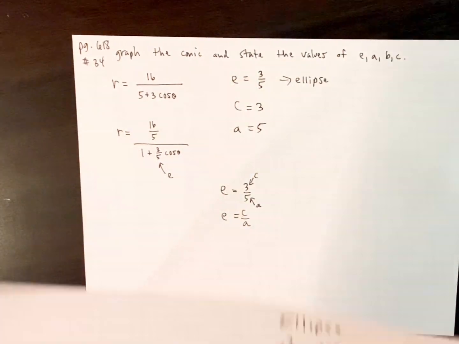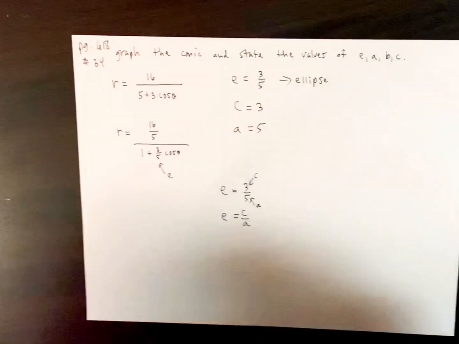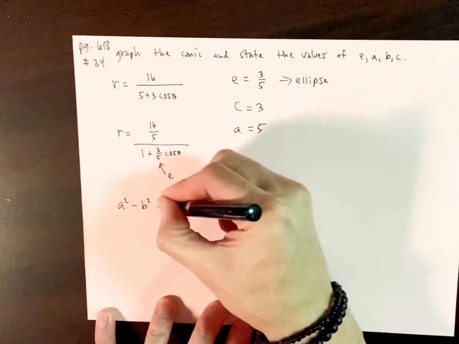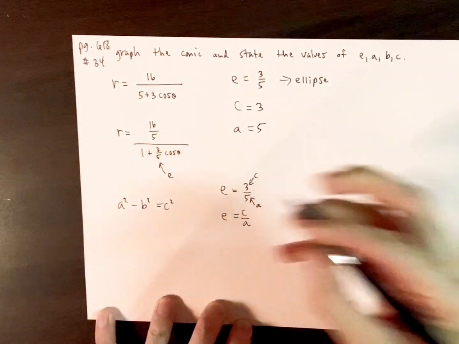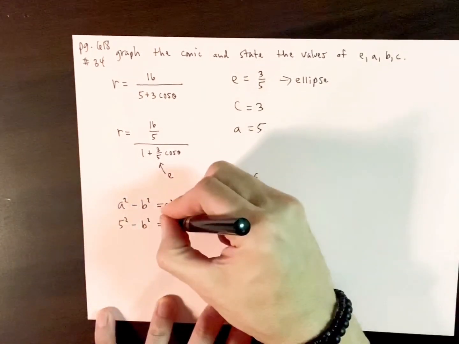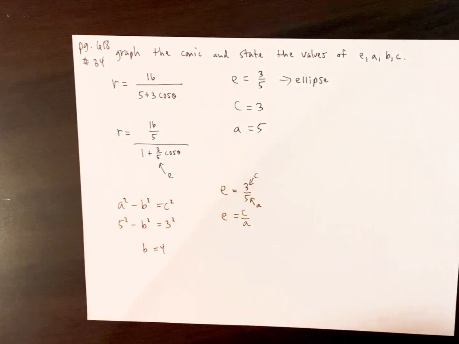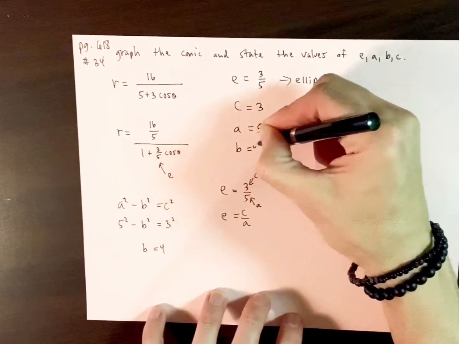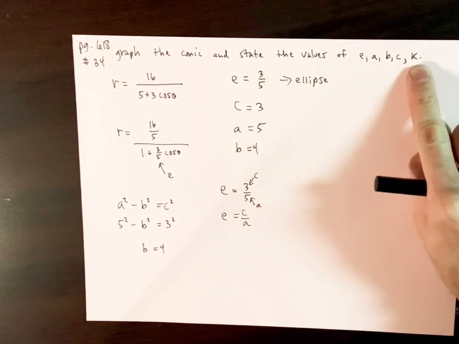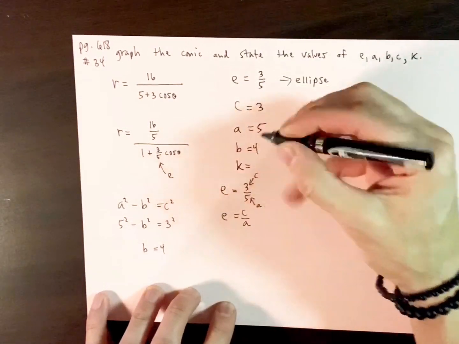And then to find B, let's go here real fast. I have A squared minus B squared equals C squared. So you do the math, you're gonna get that B is 4, okay? But you know what I'd like to do as well? If it's okay with you, I wanna find K real fast. So let me add K to my list here.